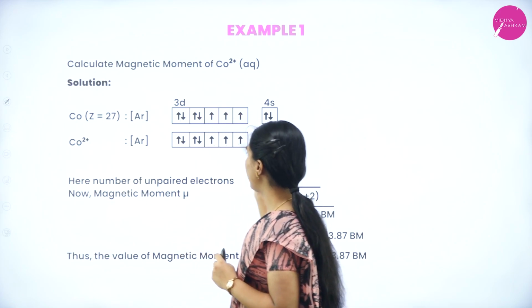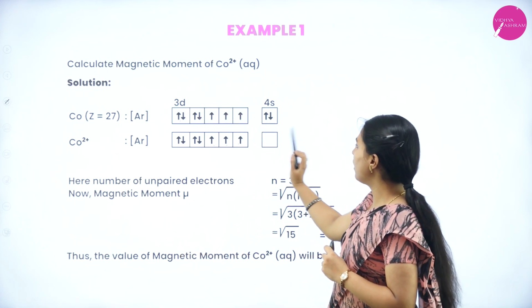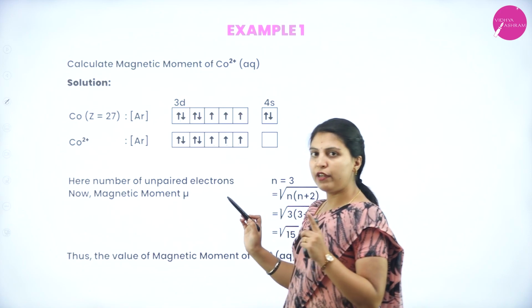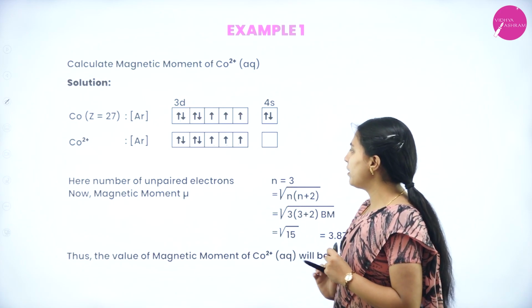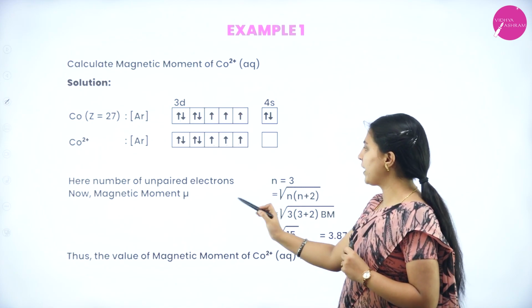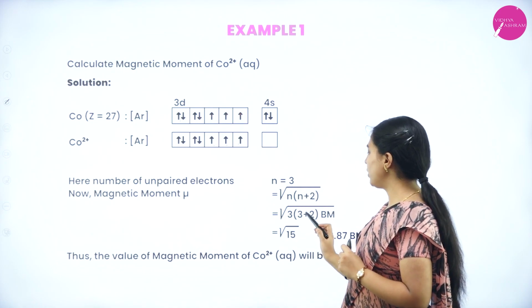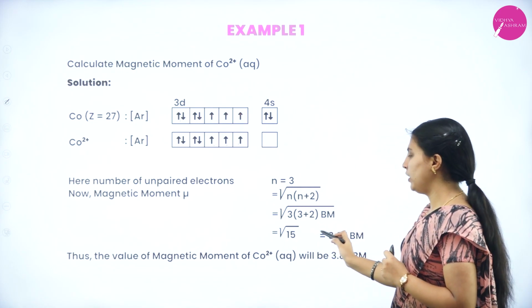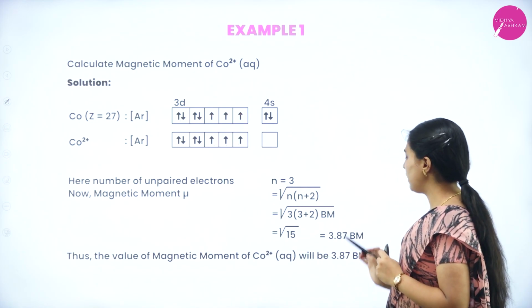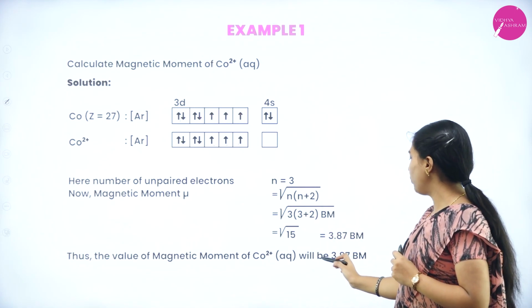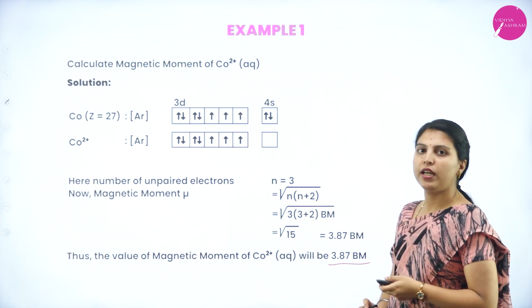Cobalt 2 plus means 2 electrons will be removed. So, the remaining unpaired electrons are only 3. So, n equal to 3. Here the number of unpaired electrons is n equal to 3, and the magnetic moment mu equal to root of n into n plus 2. So, root of 3 into 3 plus 2 BM, root 15. Root 15 equal to 3.87 Bohr magneton. The value of the magnetic moment of cobalt 2 plus is 3.87 BM.